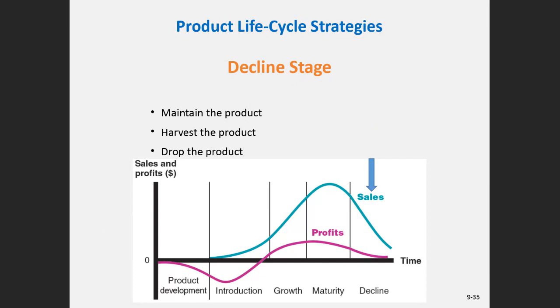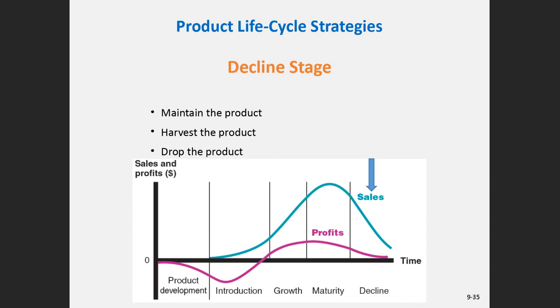Now, the decline stage follows the maturity stage. You see that sales start to really tail off and profits are approaching zero. So what do we do? What does a company do? Maintain the product just like it is? Harvest the product, or drop it altogether? So you may decide to maintain the brand because it's an important brand, well known, and you don't want to lose it.